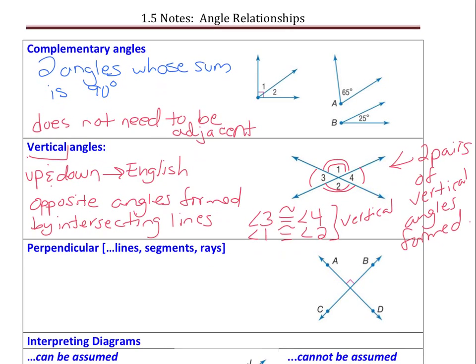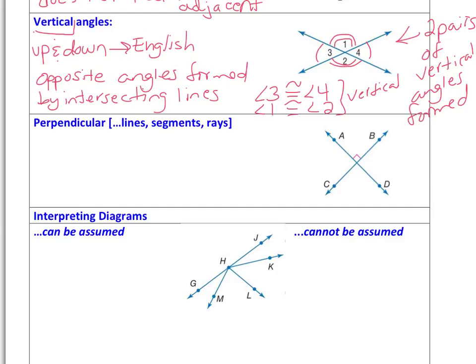Okay, perpendicular. Perpendicular is an adjective that describes lines, segments, rays. It could describe any one of those, and it's really talking about their relationship being formed by a 90-degree angle. So some lines are intersecting, or segments, or rays, or a combination of the two. As long as you have that 90-degree angle, we would describe those lines, segments, and rays relationship to be perpendicular.